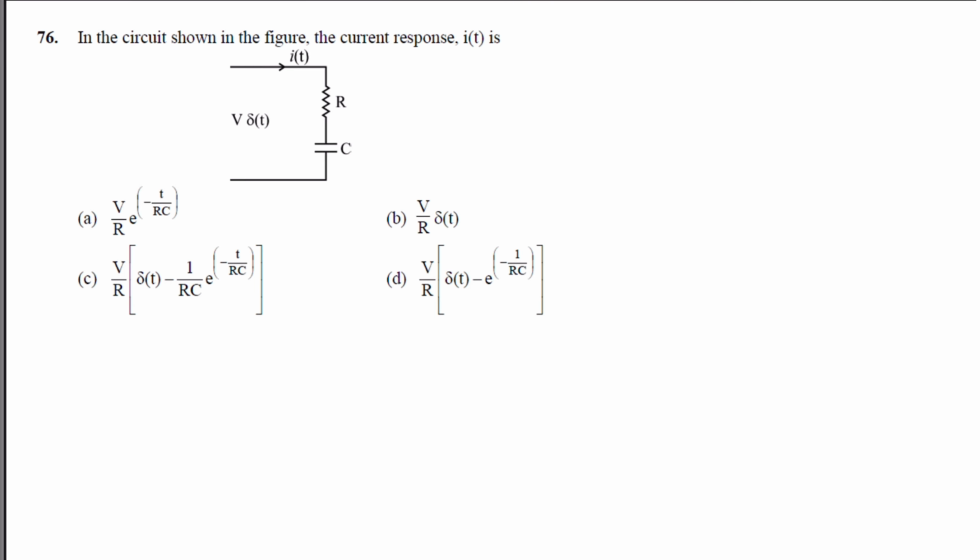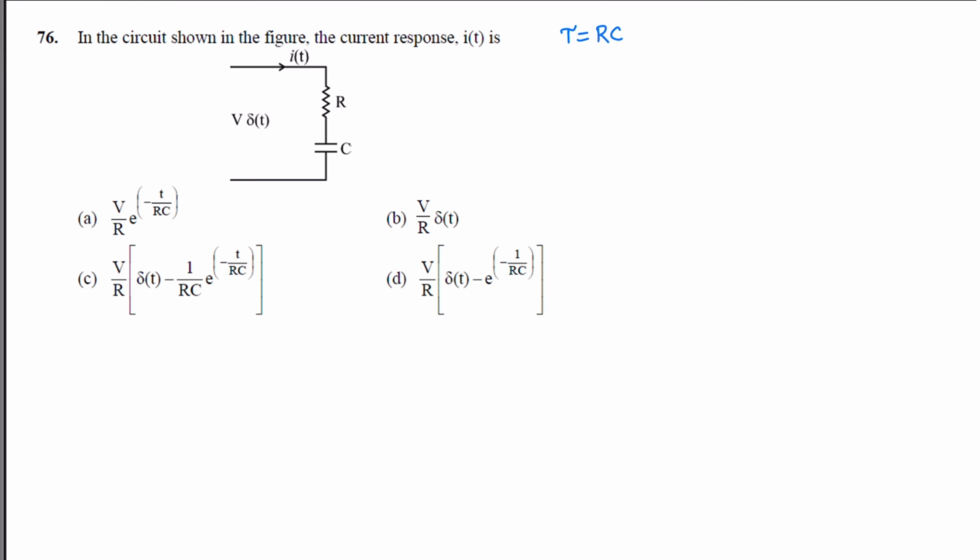Part B of the question paper. Question number 76. In the circuit shown in the figure, the current response i(t) is. The given circuit consists of a resistance R and a capacitance C. The time constant of the circuit is tau equal to RC.